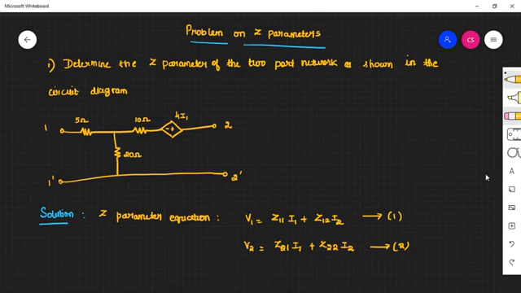Good evening, everyone. Let us see a problem based on Z parameters. The question reads: determine the Z parameter of the two-port network as shown in the circuit diagram. So this is our given circuit. This is a two-port circuit and we are asked to find what are the Z parameters. So let us start with the solution for this problem.